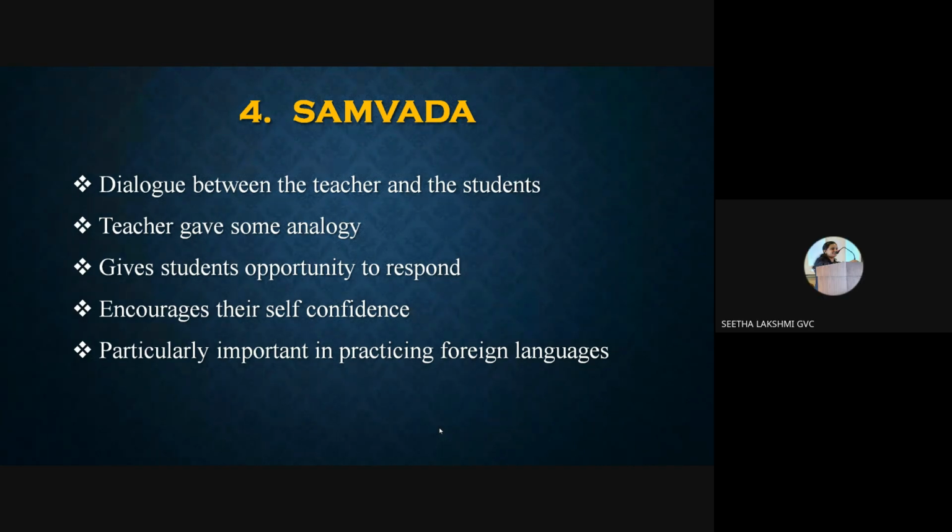Since foreign languages are not our mother tongue, they are run by their own rules, and there are so many sensitivities. If you are not able to pronounce rightly, or if you use some preposition instead of another, the whole meaning will change. That's why this Samvada is the most suitable method, particularly to practice foreign languages. You will be encouraged to speak, you will be communicating with the teacher, a certain kind of dialogue will take place, some issue will be there on which you will speak and your teacher will speak. Through that, so many things will be corrected.